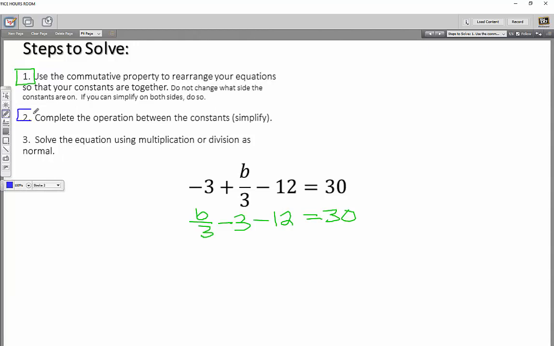We're going to go ahead and complete the operation between the constants. Minus 3 minus 12 becomes minus 15. We're going to go ahead and get our constants together on one side of the equal sign. We're going to do that by adding 15 to both sides.